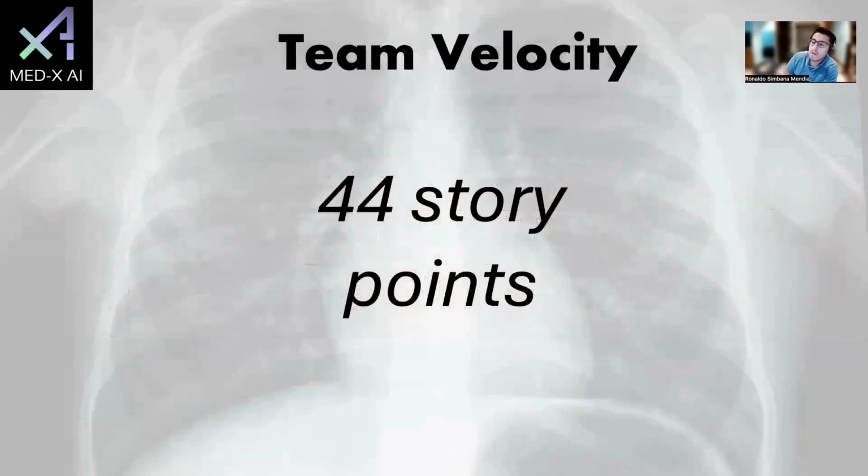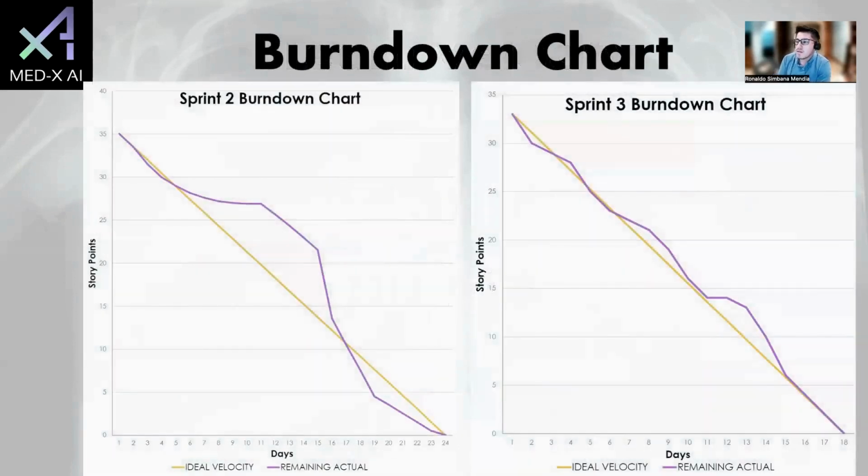On to next. Okay, so the team velocity for this sprint was 44 story points. Okay, moving on to next. And then here's an explanation of the burn down chart. So as you can see, we have 2, one for sprint 2 and one for sprint 3.